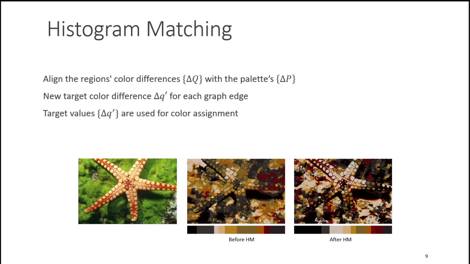We want to make use of the full palette, which might not happen if we directly try to match the color distances. We apply histogram matching, which gives us a new target color difference for each edge of the graph. And it ensures that the distribution of the target values is the same as the distribution of values in palette color differences.